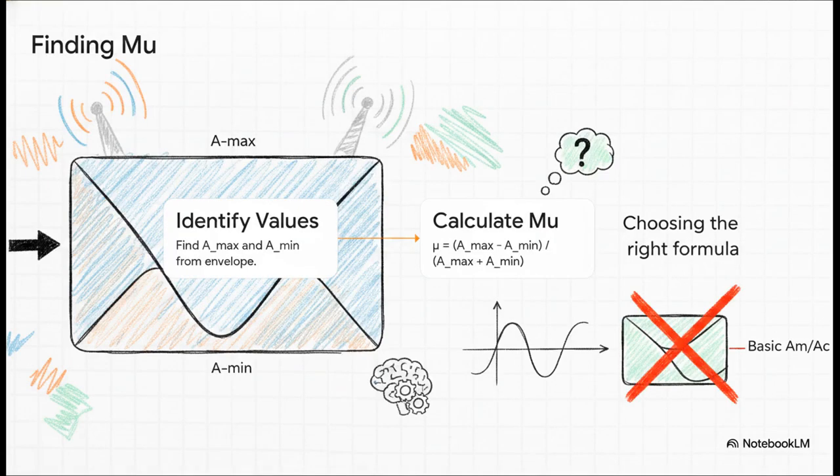Actually, scratch that. The exam won't always give you those standard clean amplitudes. Often they'll give you maximum and minimum voltages from a wave envelope. When that happens, step 1, pull Amax and Amin from the data. Step 2, calculate mu as Amax minus Amin, all divided by Amax plus Amin. The crucial point here is choosing the right tool for the job. Do not try to force the basic AM over AC formula if they hand you envelope voltages. It just won't work.